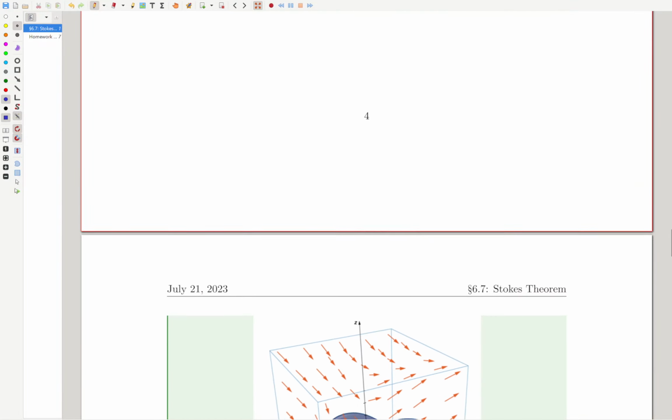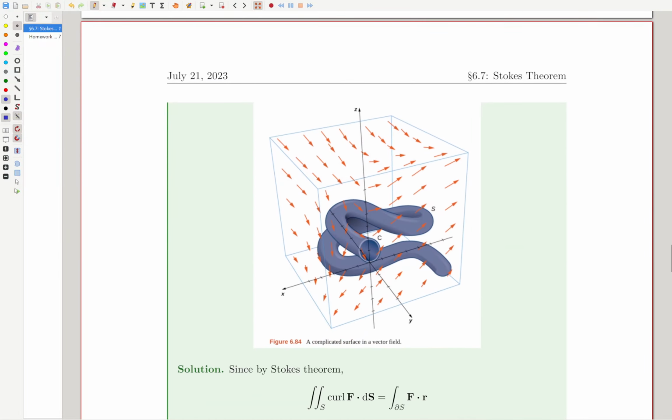Yes, it says oriented outward, which means that I'm probably going to use a different color. What should I use? Maybe orange. No, maybe, I don't know if yellow is going to show up. Okay, so we want it to be oriented outward. I don't like it. Okay, there we go. Apparently yellow does work.